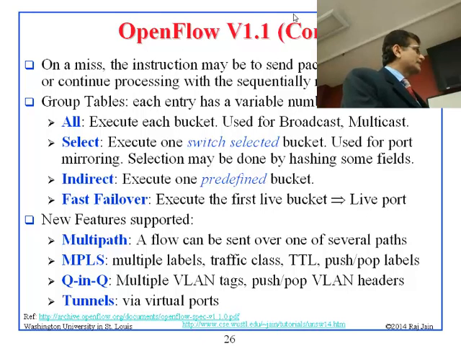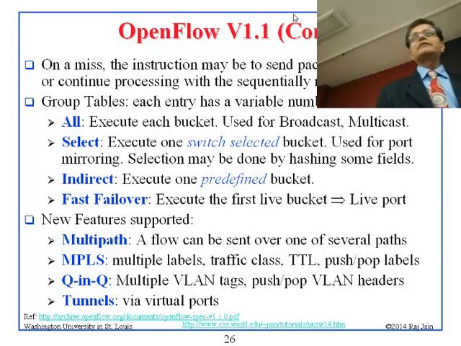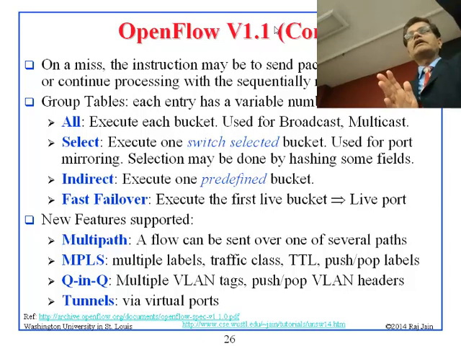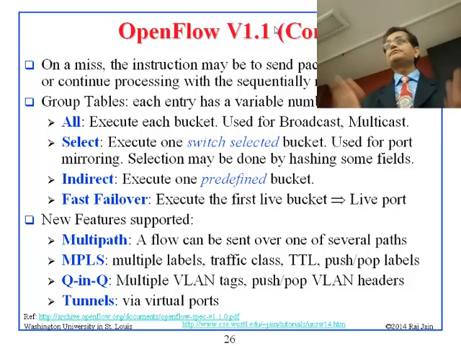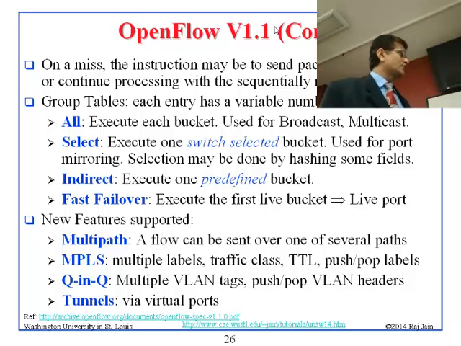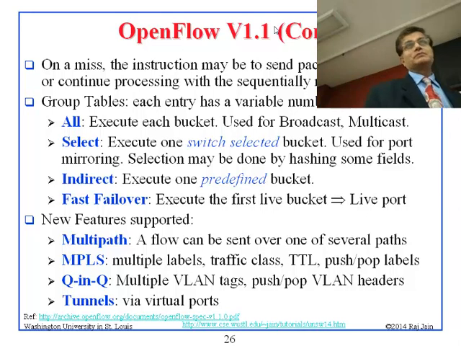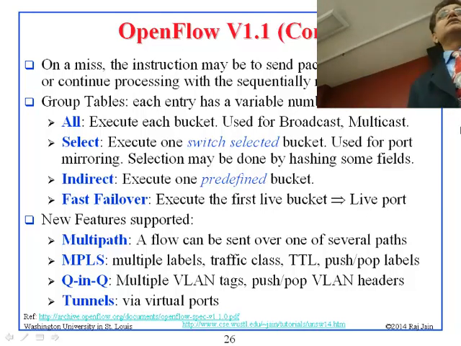With this whole group table business and the table chaining, now we can support multipath. Multipath means when the packet is going to the same destination, half of the packets might go this way, another half might go that way, or one fourth each way over four paths. So we can do equal cost multipath. MPLS we can do. We can do Q-in-Q. The Q is 802.1Q, which is the VLAN protocol.